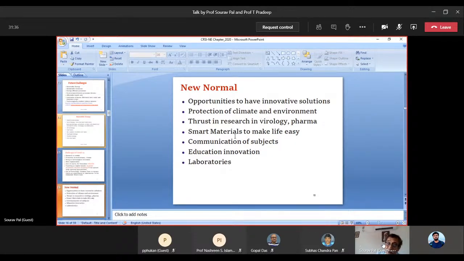Smart materials are very important because today, as we are going into more and more digital things, how do you make innovative smart materials so that contact is not needed? Maybe in sensors, a lot of work will happen, for example. How do you communicate subjects online? Because without eye contact, how do you teach students? I think that is still a big problem.